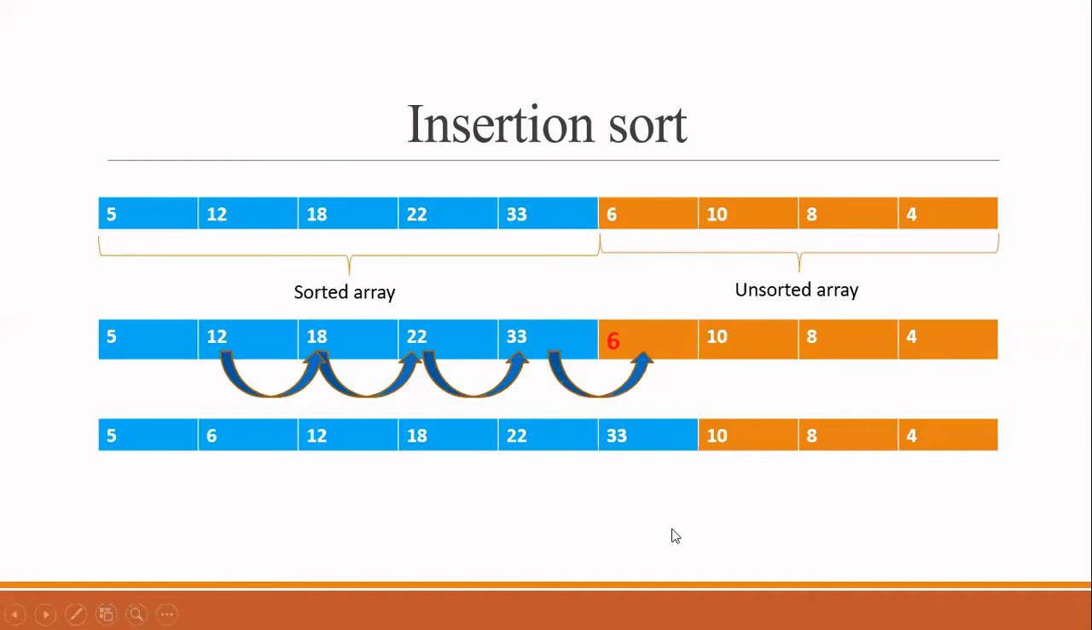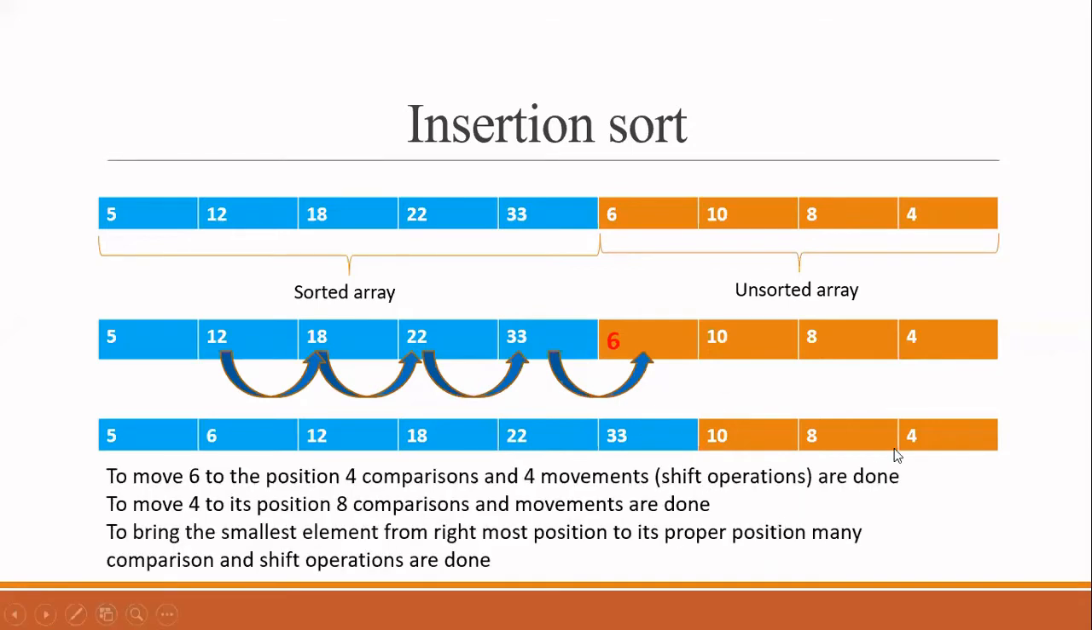Suppose in the same diagram, I move 4 to its correct position. What is the correct position of 4? Can anyone tell me where 4 will come? It will come at the starting, before 5. So first you will be comparing 4 with whatever number is available at each index: 1, 2, 3, 4, 5, 6, 7, 8. 8 comparisons and 8 movements will be done for bringing 4 to its correct position. So we have this problem.